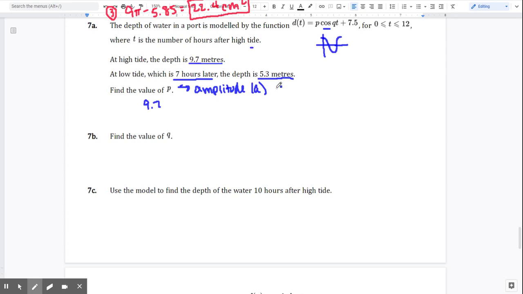So if you remember, finding the amplitude, we can do our max of the y value minus the min y value and divide it by 2. So you're just finding the average of the max and the min. Sorry, not the average, but half the difference of the max and the min. We're trying to find out the distance from that midline to the max or to the min. So if I do 9.7 minus 5.3 divided by 2, I'm looking at 2.2 as the value of p.